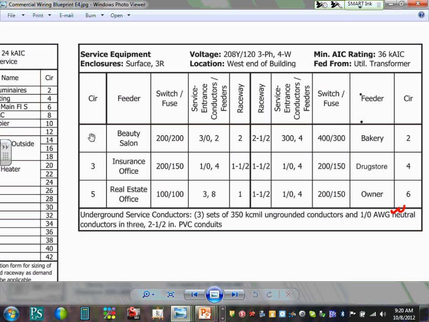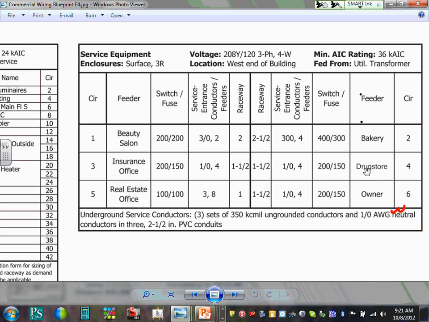The switches. Remember, circuit number 1 was a 200 switch, 200 fuse, and service entrance conductor feeder. It's 2-aught plus 2, the neutral. And I have raceway size 2 and 2 raceways, and the size was 2.5. And these are for the raceway. Okay, so this is up to here. So I have a conductor and a raceway.